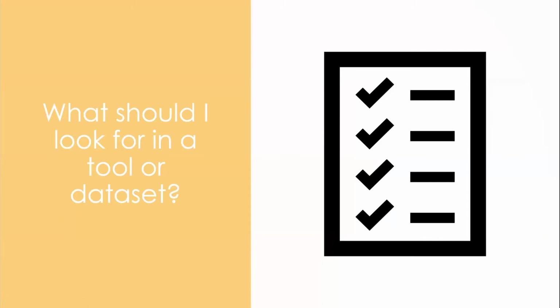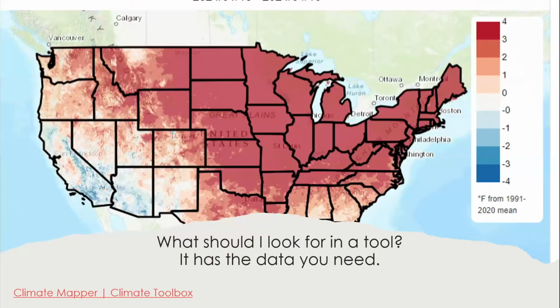So one question you might have is, what should I be looking for in a tool or a data set that I'm going to use? Well, one of the obvious things you should look for is that it has the data you need. Here I have an image from the Climate Mapper, which is part of the Climate Toolbox. Again, a wonderful tool, but it, like many tools, limits a lot of data sets to CONUS. So if you're working with partners across the Canadian border, this particular data set here in this mapping tool might not be the ideal product for you.